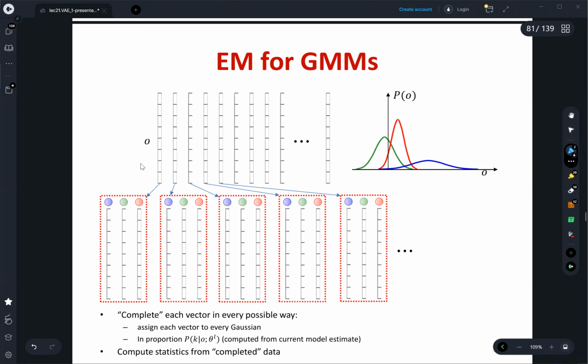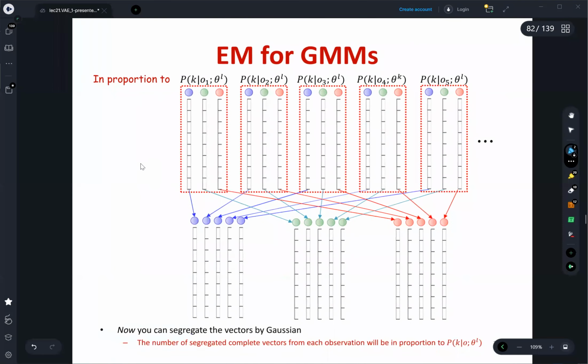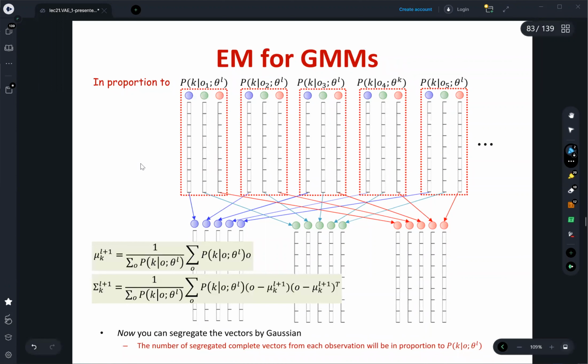And now that we have the completed data, I can just segregate them out. I can copy over all the blue vectors into a blue bundle, all the green vectors into a green bundle, all the red vectors into the red bundle. And from those, I can just compute the means and variances of the individual Gaussians. So we've simplified the problem and we've solved it, right? How many Gaussians to use is part of the Gaussian mixture model. It's slightly tangential to our discussion for the next couple of classes.